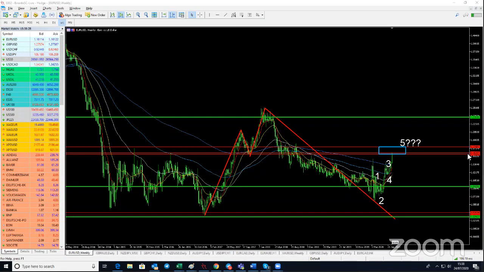psychological level area. From statistics alone, Euro USD has reversed, I would say, close to about 40% of the time very close to the 1620 and the 1600. So 1620 and 1600 has been the Euro USD's favorite area of reversal, closest to these psychological levels.